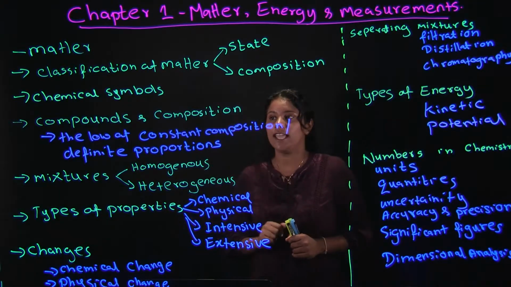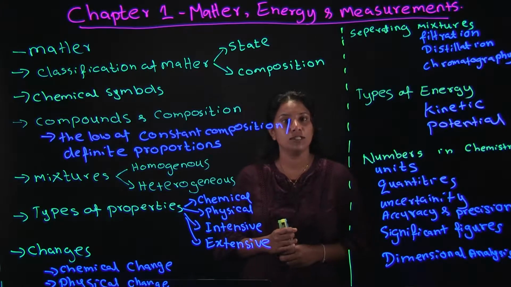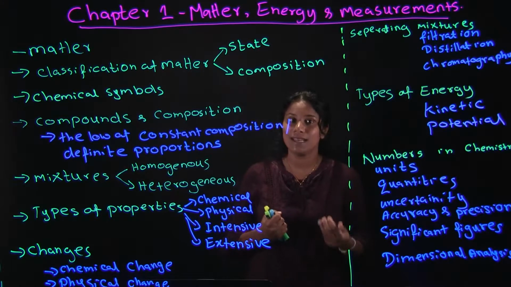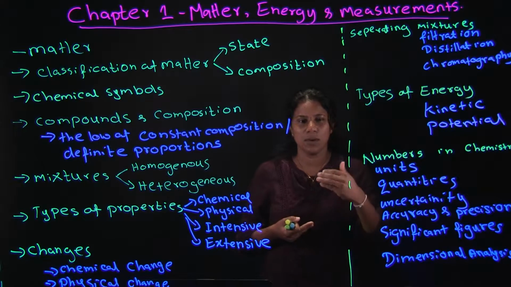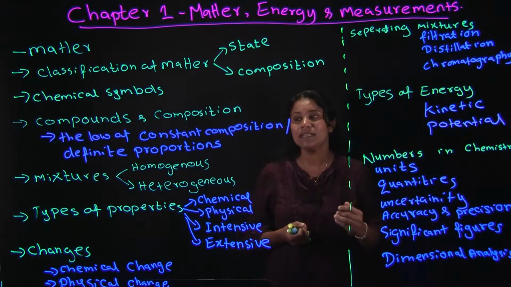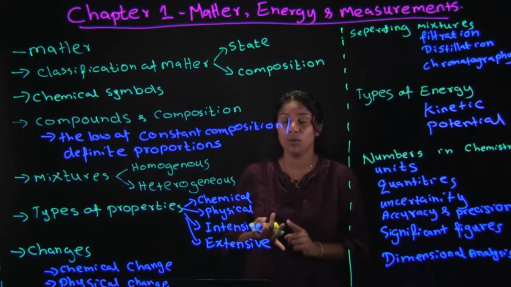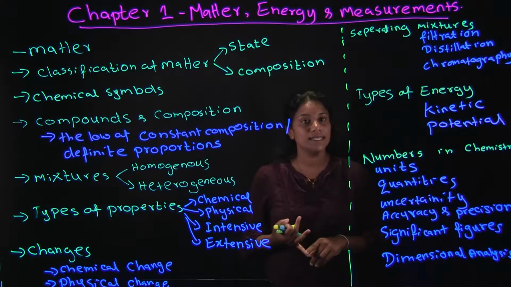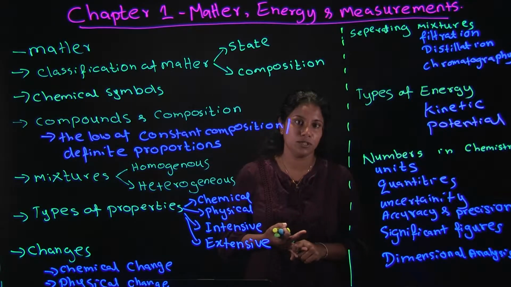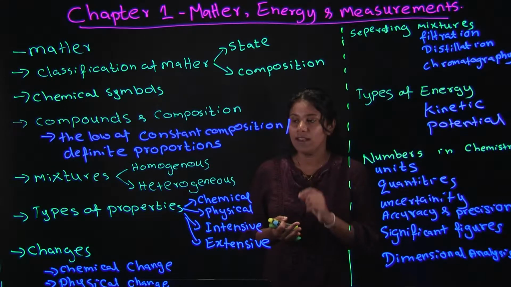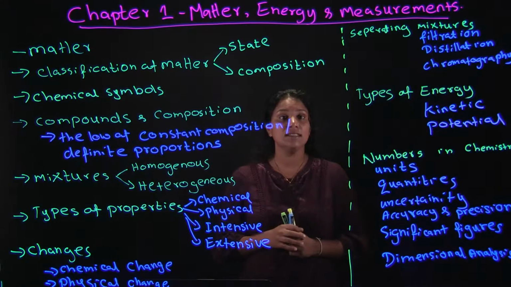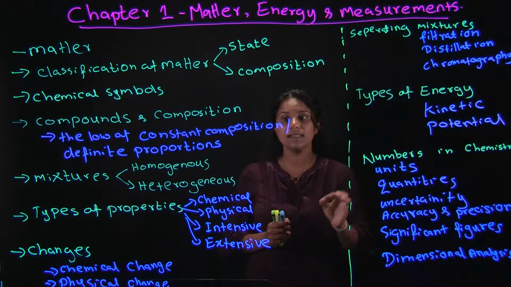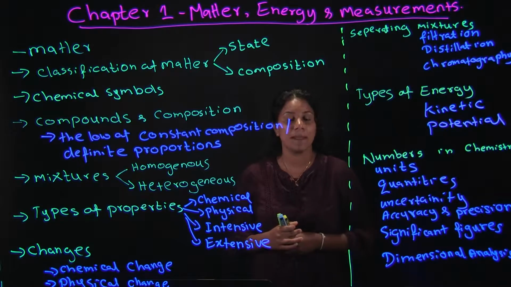After that, you need to know about compounds. What is a compound? What is an element? You need to know the difference. And we do one law, the law of constant composition, or law of definite proportions. And then we classify mixtures into two types in this chapter, homogeneous and heterogeneous mixtures.